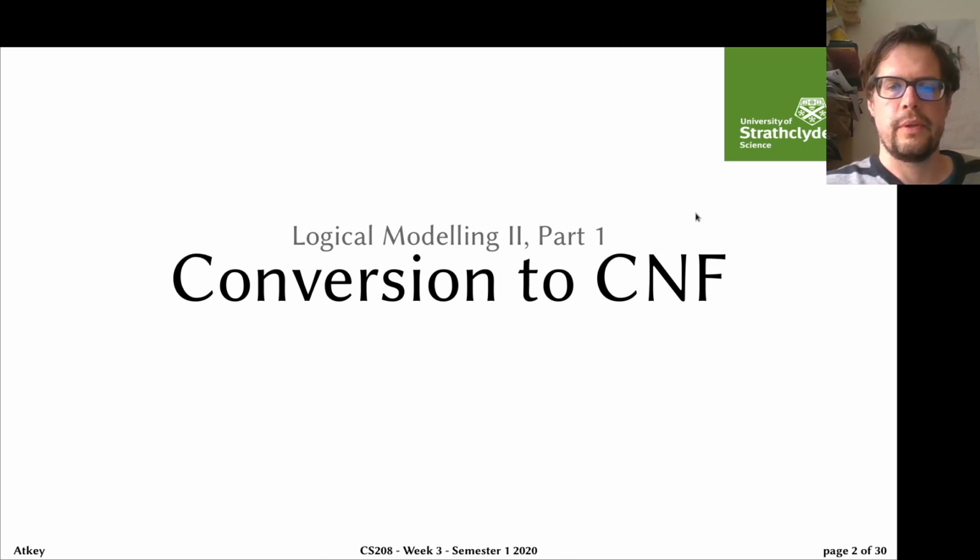So last week we saw how to use a SAT solver to find satisfying valuations to formulas in CNF. But we left open the problem of how to convert formulas to CNF. As we saw in the package installation problem, sometimes this is okay because the problem naturally is already converted into CNF for us. But sometimes we don't have a formula in CNF. So in the first two videos this week, we're going to look at how to convert formulas to CNF.